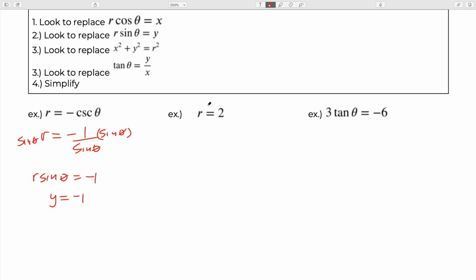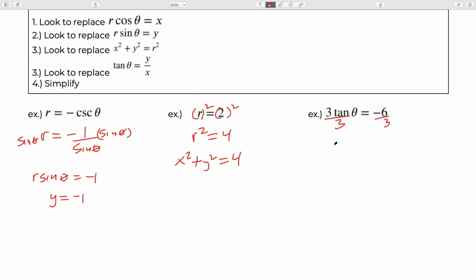So what we're going to want to do in this case is, we don't want to multiply by an r on both sides, because then we'd have an r over here we'd have to get rid of. So in this case, what we're simply going to want to do is square both sides. By squaring both sides, I get r squared is equal to 4. So therefore, it's x squared plus y squared equals 4. And that is your rectangular equation, which, hopefully you recognize from our parametric equation, represents a circle.